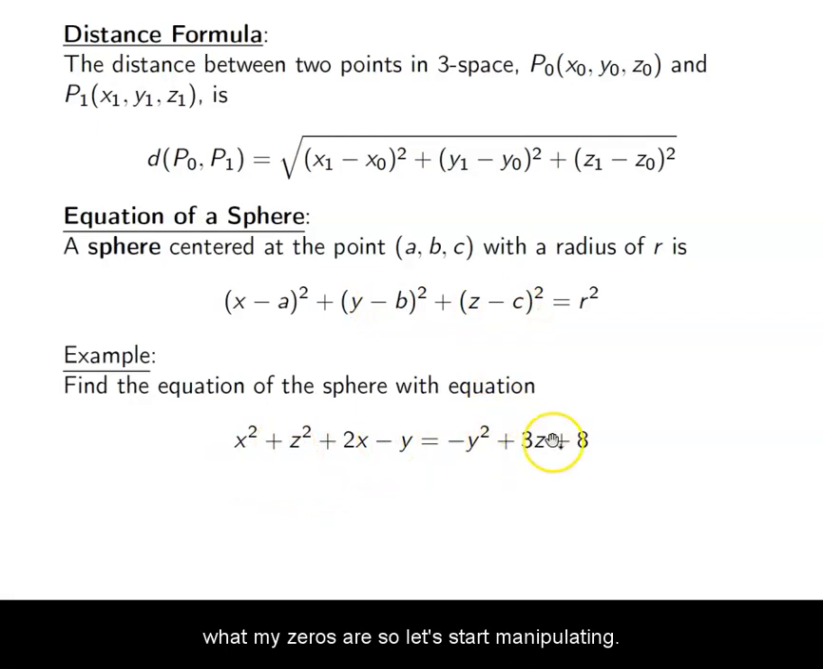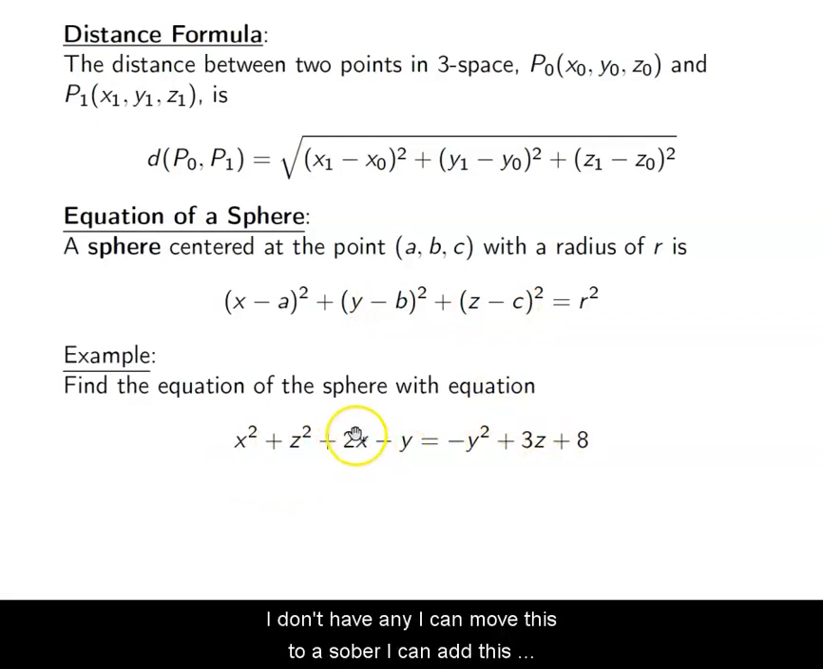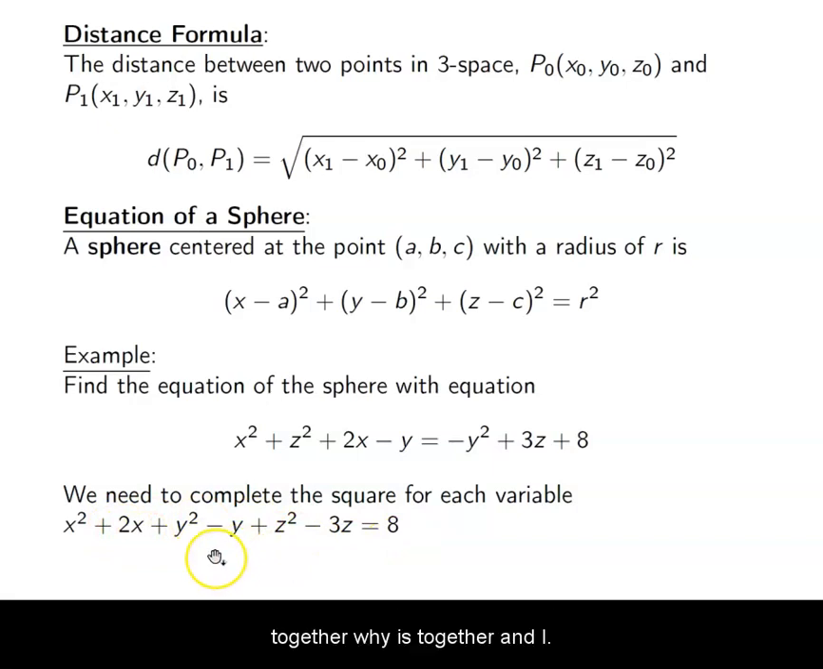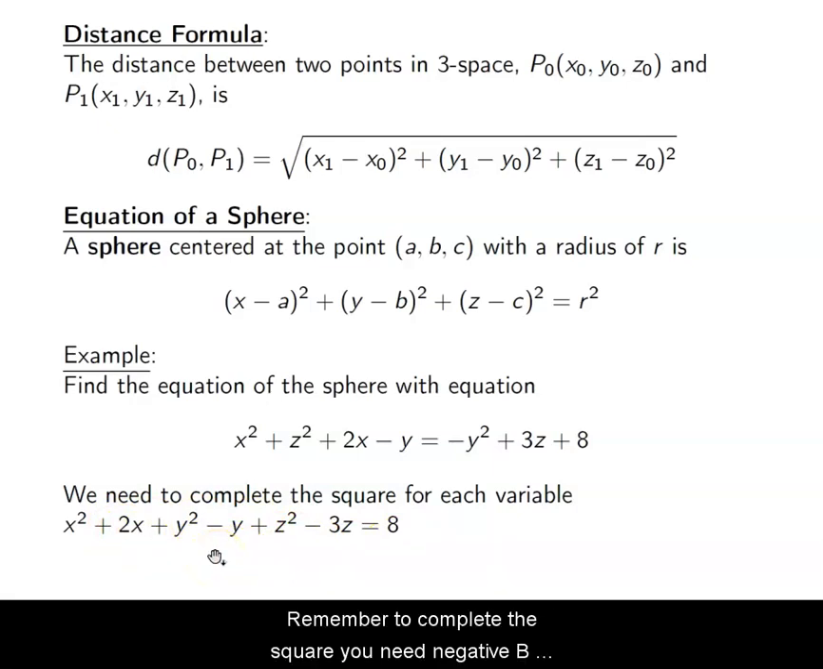So let's start to manipulate this. I can move this 2x over, I can place this y close to the other y, and move this z over and keep 8 on this side, right? So we're going to complete the square. Before we do that, we try to get our x's together, our y's together, and our z's together. Remember, to complete the square, you need negative b over 2a, squared. So here we're going to add and subtract the 1. Here, negative b over 2a gives me a 1/2. I square that, I get 1/4.